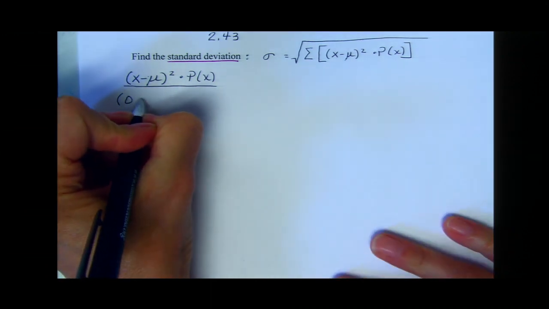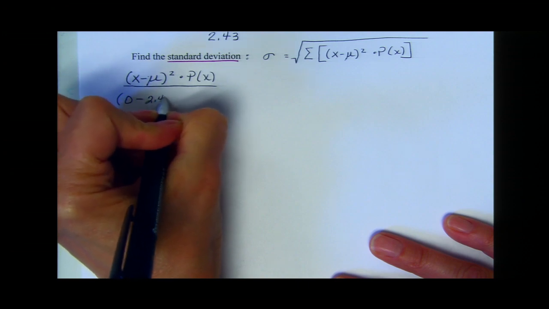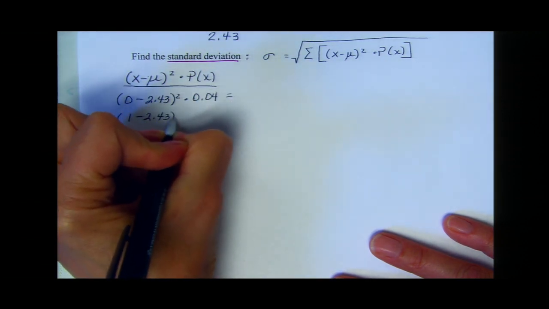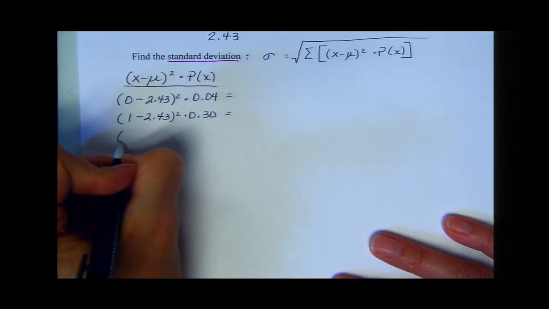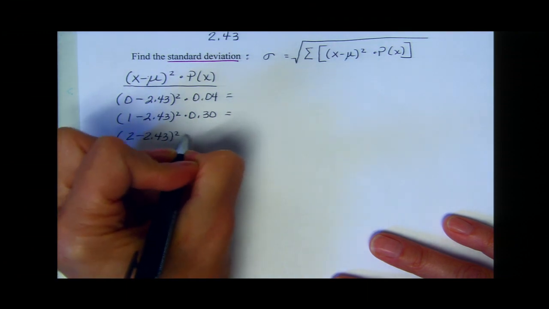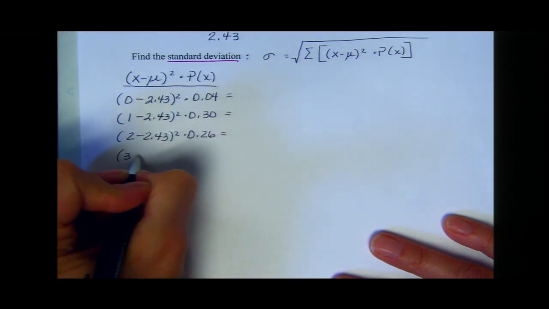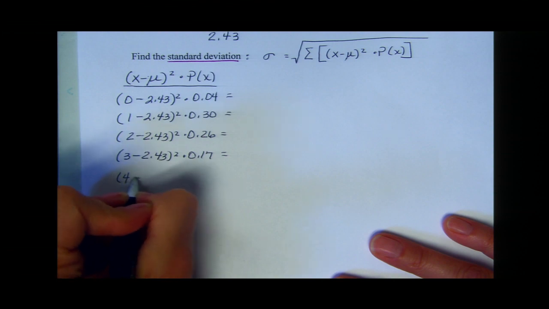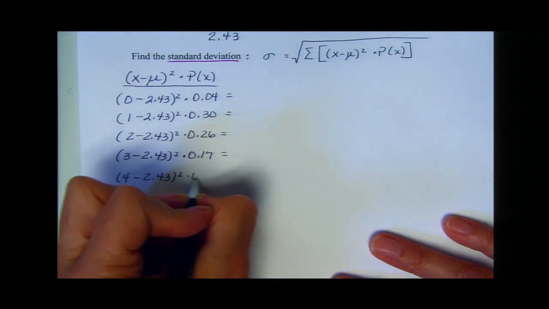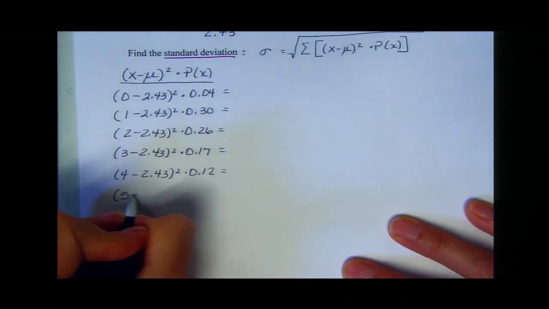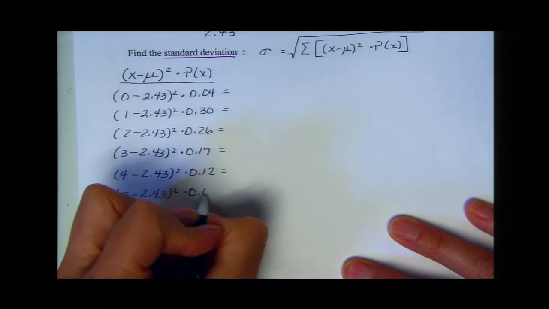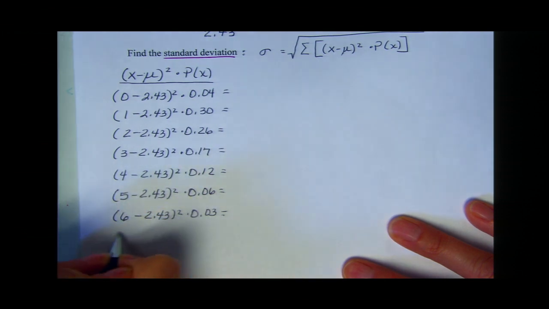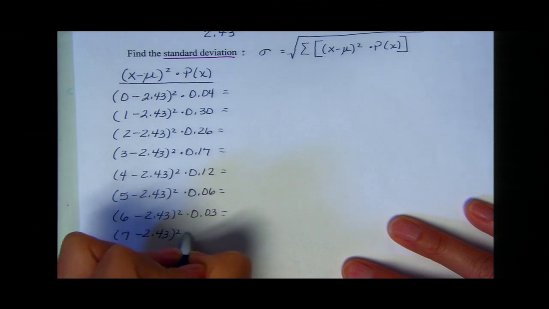So we're going to have 0 minus 2.43 squared times 0.04. 1 minus 2.43 squared times 0.30. 2 minus 2.43 squared times 0.26. 3 minus 2.43 squared times 0.17. 4 minus 2.43 squared times 0.12. 5 minus 2.43 squared times 0.06. 6 minus 2.43 squared times 0.03. And 7 minus 2.43 squared times 0.02.